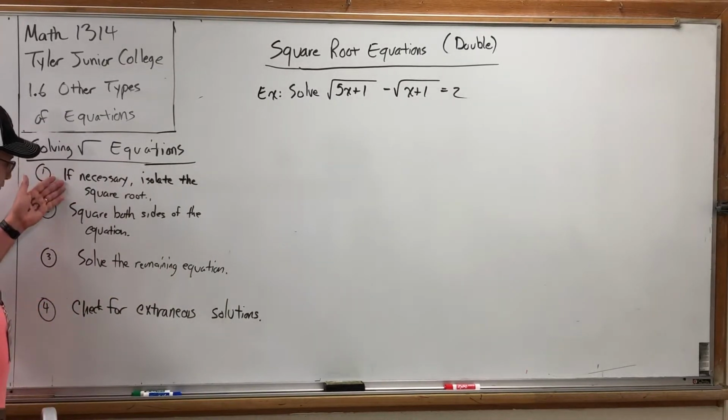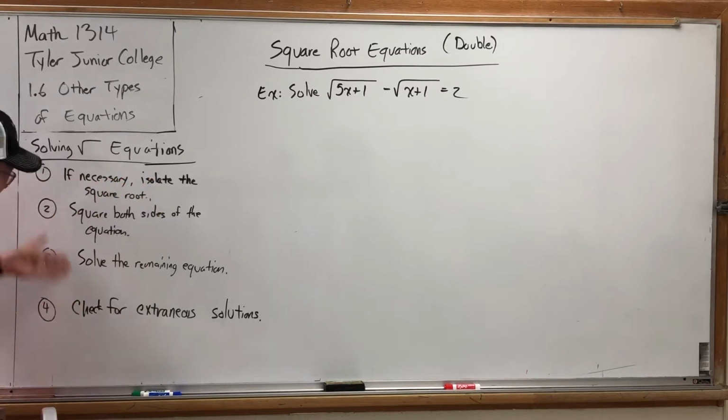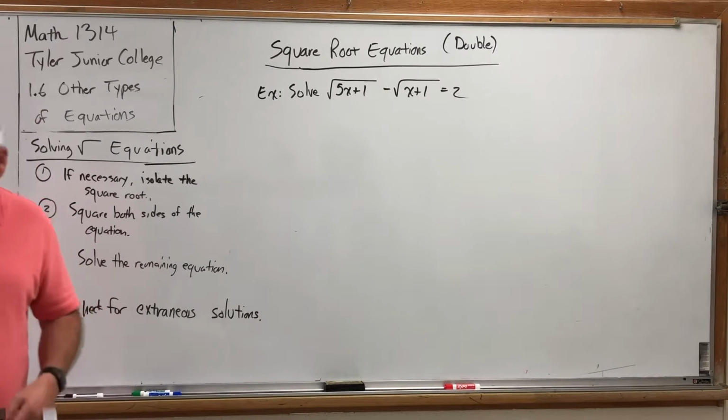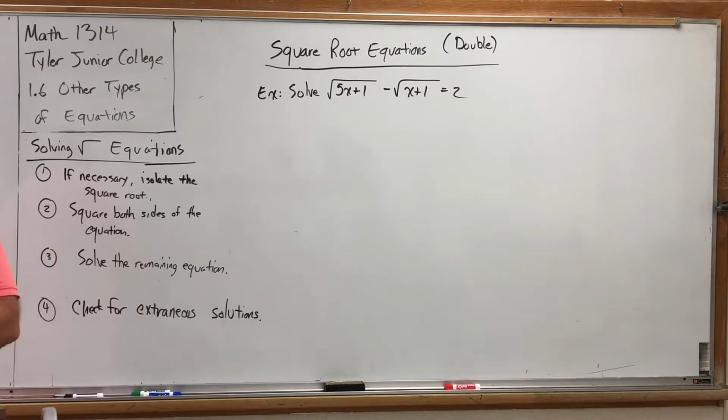Isolate the square root. Square both sides of the equation, solve the remaining equation, and check for extraneous solutions. But do you see the problem with trying to execute this technique? Well, the first move says, if necessary, isolate the square root. I can do that, but which one do I isolate? There are two square roots. And what happens after I do that?